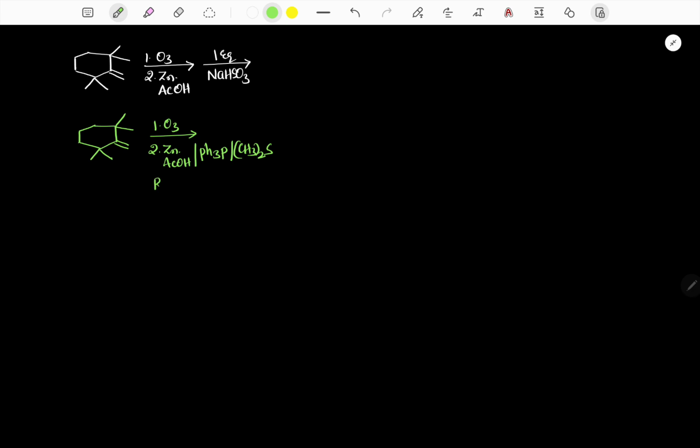So this reaction is known as reductive ozonolysis. Here what we have to do is break the C=C bond and write down the corresponding ketone and CH2=O aldehyde.